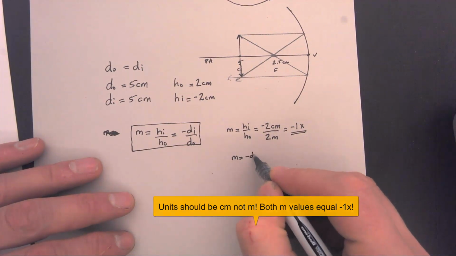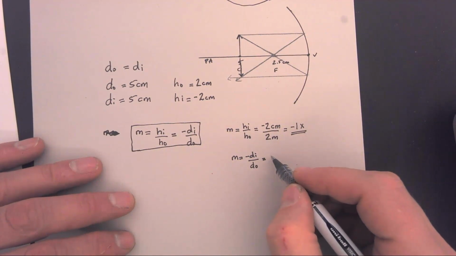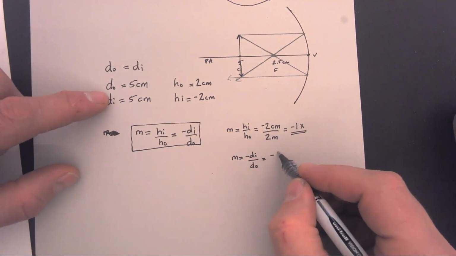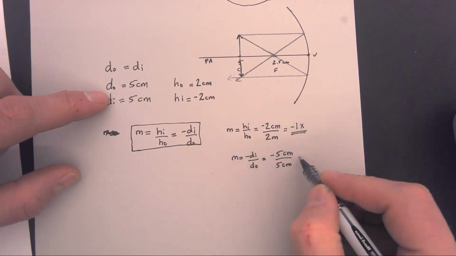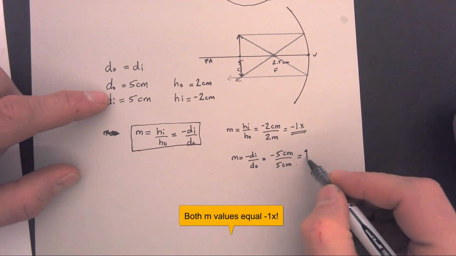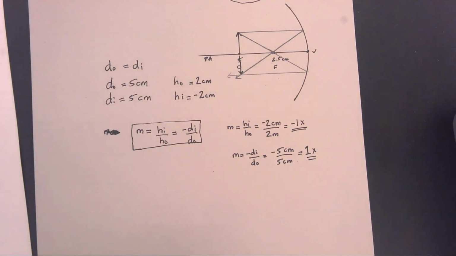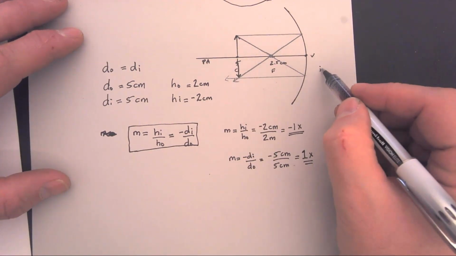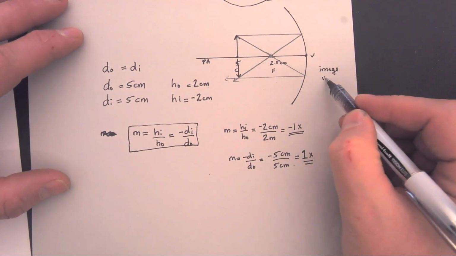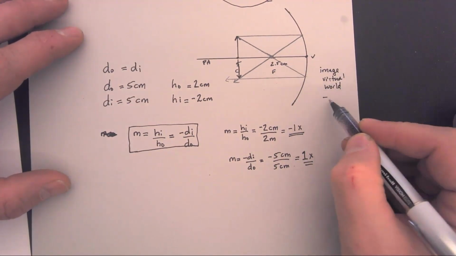I also can do that by finding the negative distance of the image divided by the distance of the object. The negative distance of the image, well, would be negative 5 centimeters, and the distance of the object would be 5 centimeters. When I divide them, I still get the exact same answer. So this is saying both of these work. This is how you use the magnification equation. It's important to note that if your image ends up in the virtual world, the image is over here, it will have a negative distance.